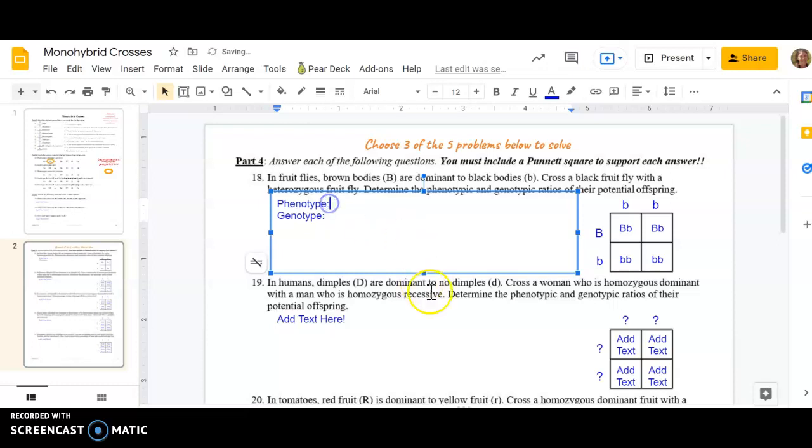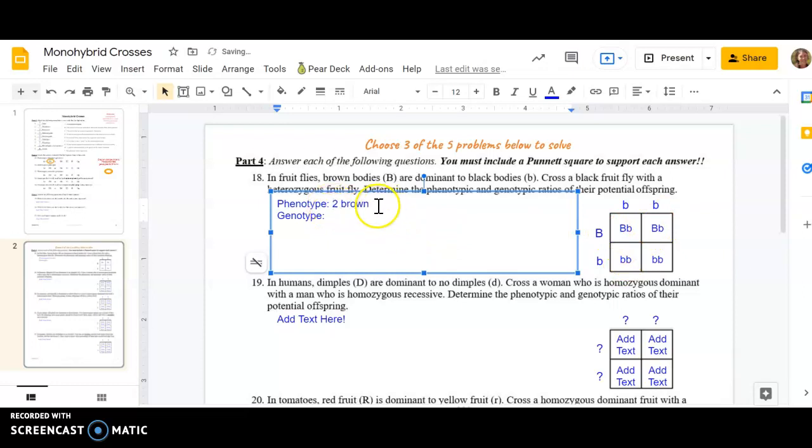So our phenotype, that's the physical appearance. How many of our fly babies over here could potentially look brown? We always start with the dominant one. So I see 1 because there's a dominant trait there, and 2. So we've got 2 brown.